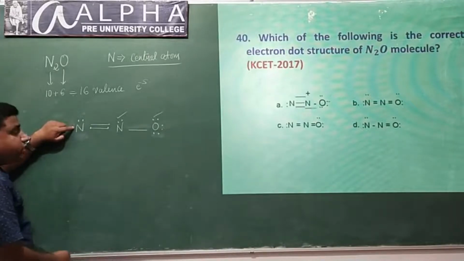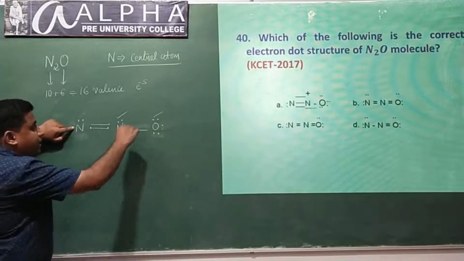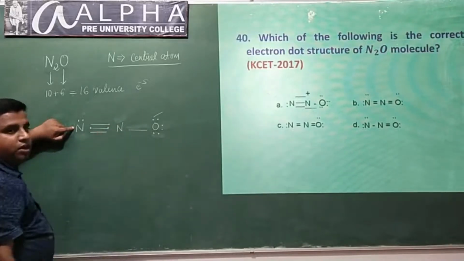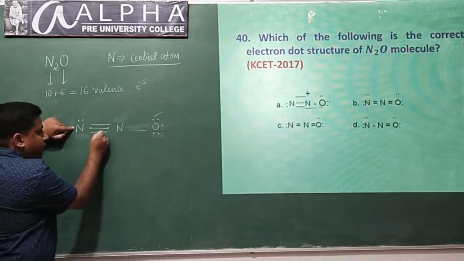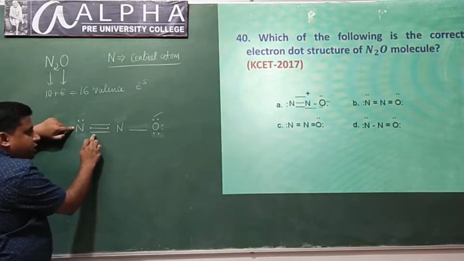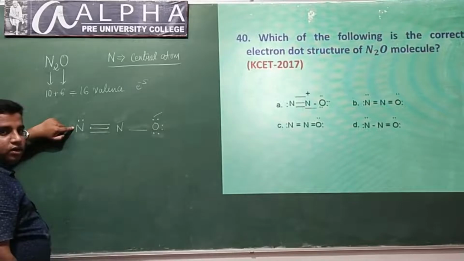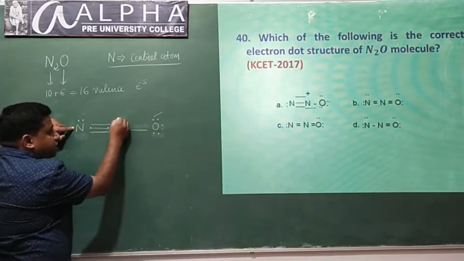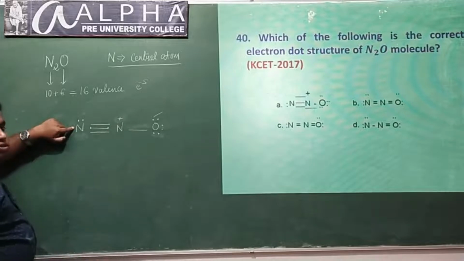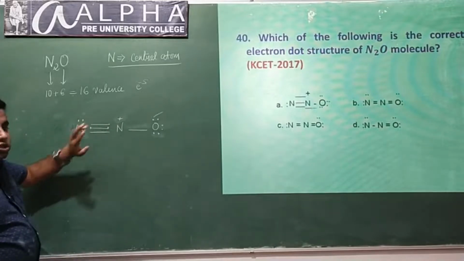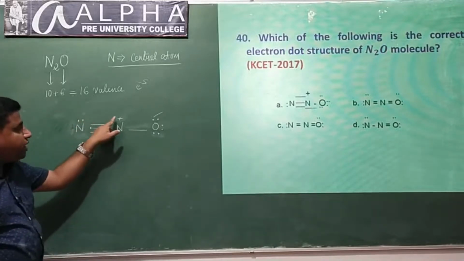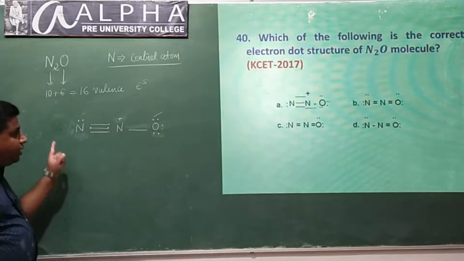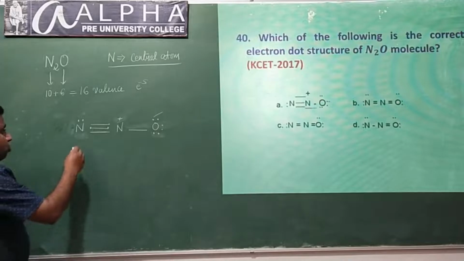So if the octet structure of this nitrogen is not yet complete, again draw this lone pair of electrons and make it a triple bond. Use the lone pair of electrons and make it a triple bond. So if nitrogen has 4 valencies, we know it will get a positive charge. If nitrogen has 4 valencies, it will get a positive charge. Now just check whether the octet structure is complete for all of this.